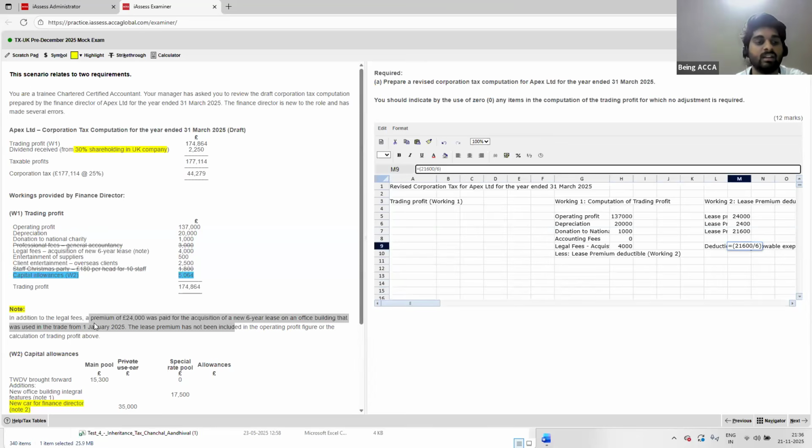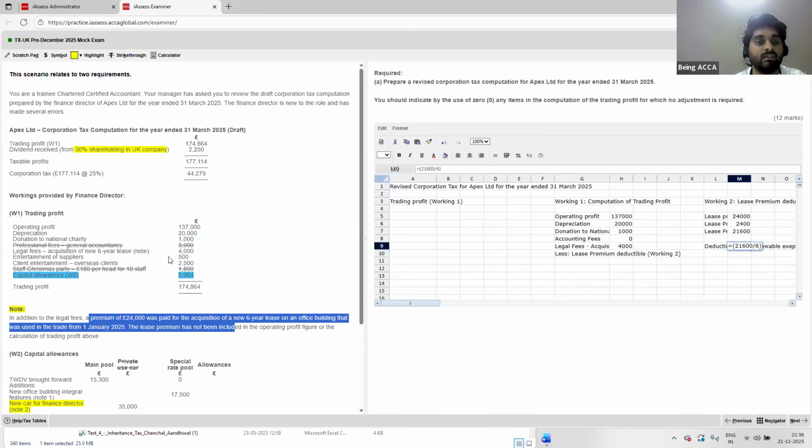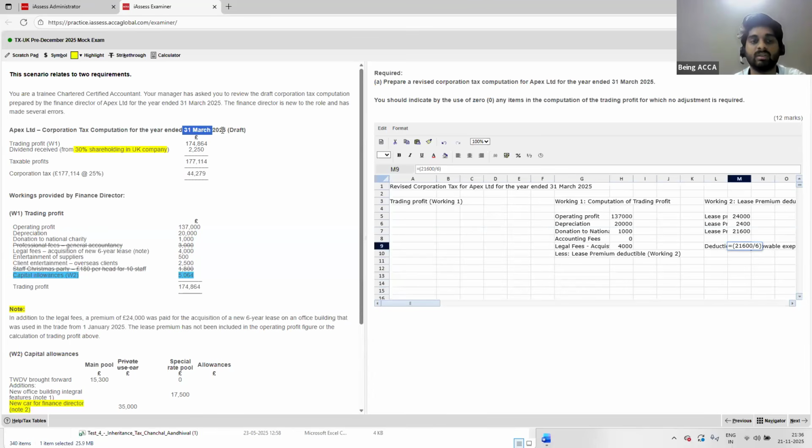But here we can see that the lease was actually taken on 1st January 2025, while our year end is 31st March 2025. So for that reason, this should be prorated for only 3 months, that is from 1st January 2025 to 31st March 2025. So this should be prorated by 3 months, giving it a value of 900, which is what we'll be taking here, minus this value over here, giving us a lease premium deductible of minus 900. All right, now we have considered this. Now coming to entertainment of suppliers, supplier entertainment.